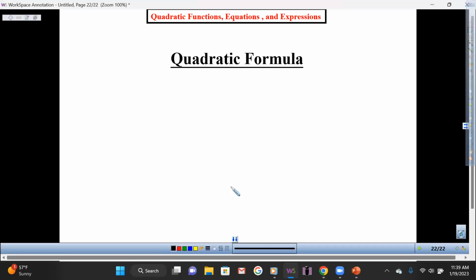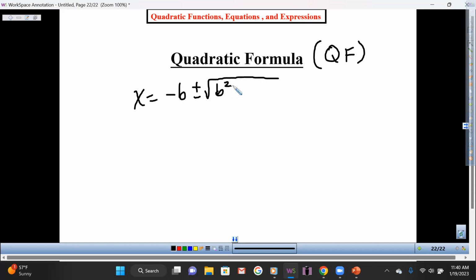Quadratic formula, also known as, or AKA, we call it the QF. Quadratic formula. Y'all ready? Here it goes. Let's see if you heard this before. X equals minus B plus minus square root B squared minus 4AC over 2A. Copy that.